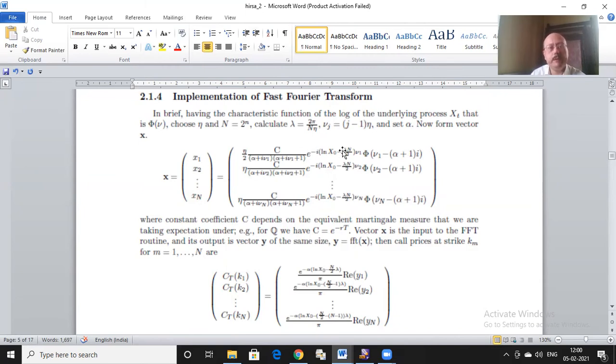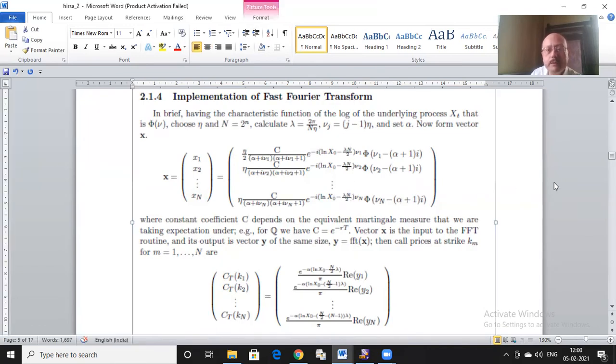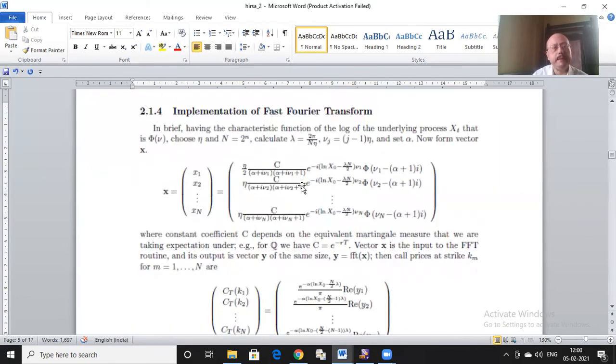So from the start of the grid, I move up to the end of the grid and stack all these values in a vector, where of course our C will depend on the martingale measure. For all practical purposes, with a constant interest rate, we will take C equal to e to the power minus RT. So if I have a constant interest rate, C will just be the discounting factor. So this vector is the input to the FFT routine.